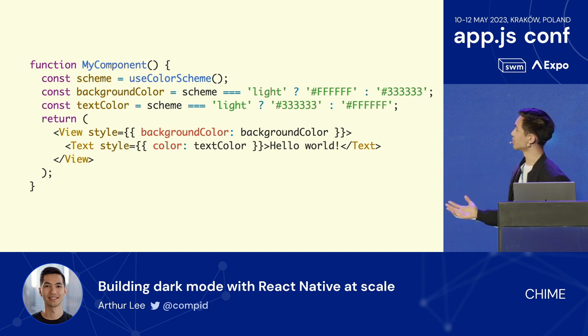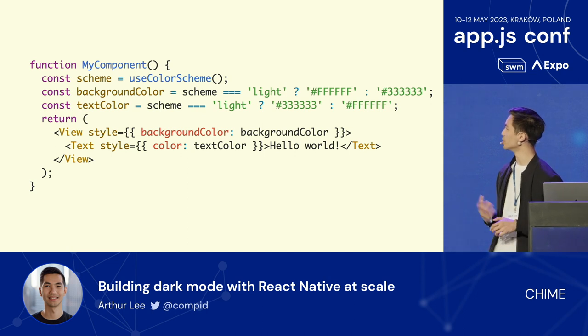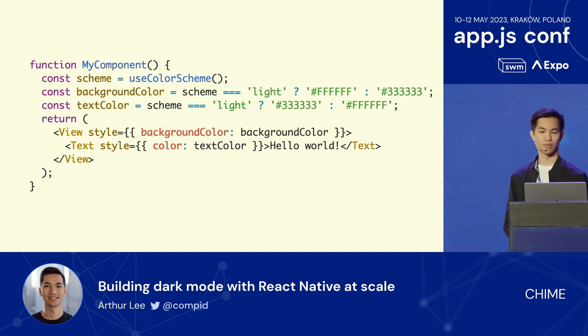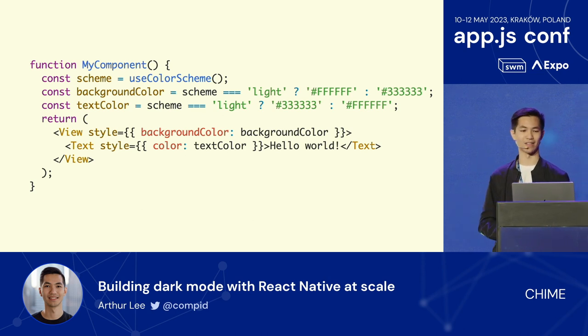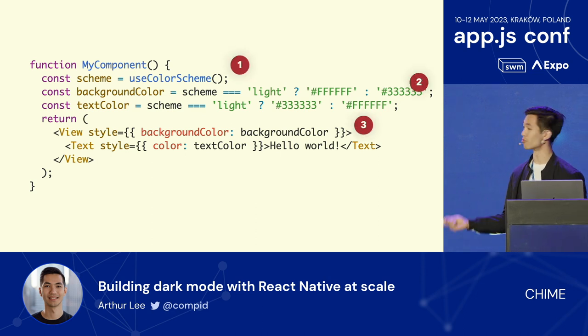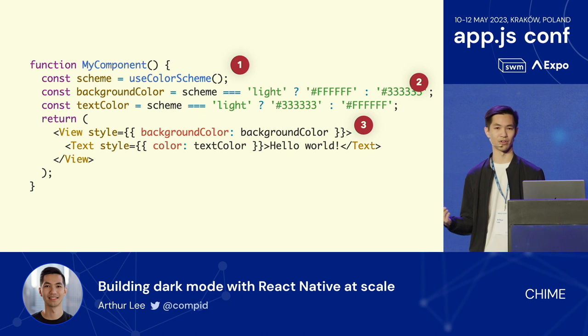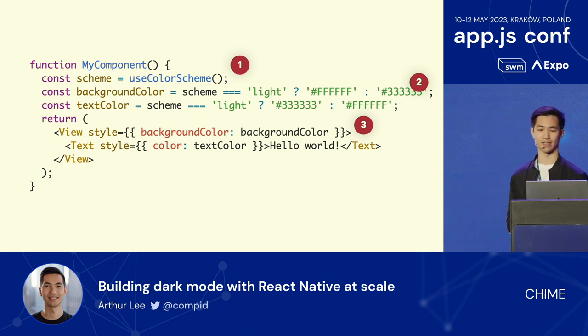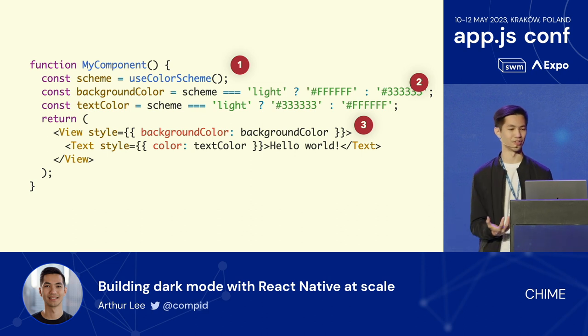And this is a totally fine approach, especially with newer, smaller code bases. But as we started to look at our code base, which is over 4 years old and has hundreds and hundreds of components and screens, we started to see a few problems with this approach. So today I'm going to cover 3 different problems that we saw with this approach when we tried to implement dark mode at scale. And hopefully this turns into some insights that you can take home with you.